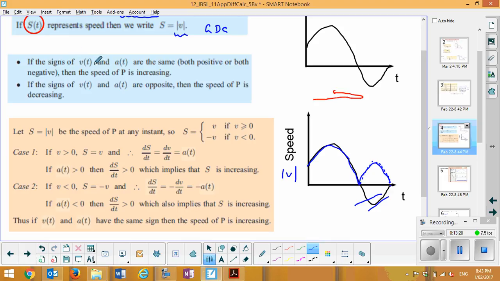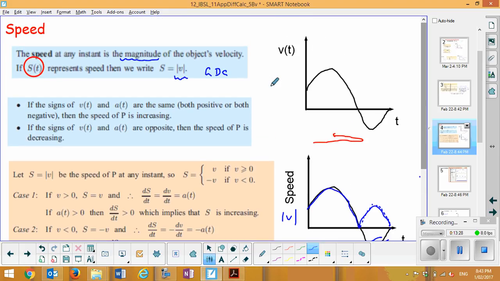So if the signs of velocity, let's go through these now. If the signs of the velocity function and acceleration are both positive. All right, what's acceleration? Remember, it's the derivative of our velocity. So if the velocity is positive, here it's positive, our acceleration is positive. Let's go red, so we want there. What's the gradient? Positive. Velocity positive, gradient positive, then the speed of the particle is increasing. And we see down here, it is increasing. It's getting faster and faster.